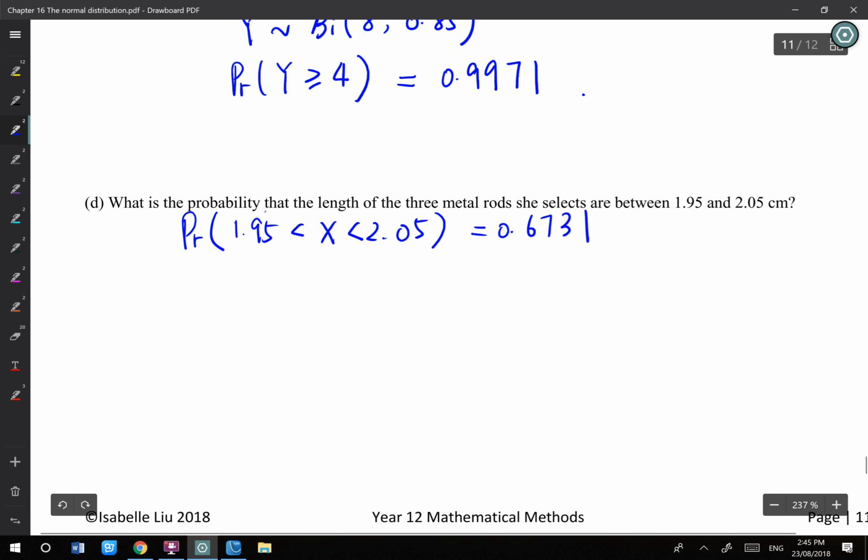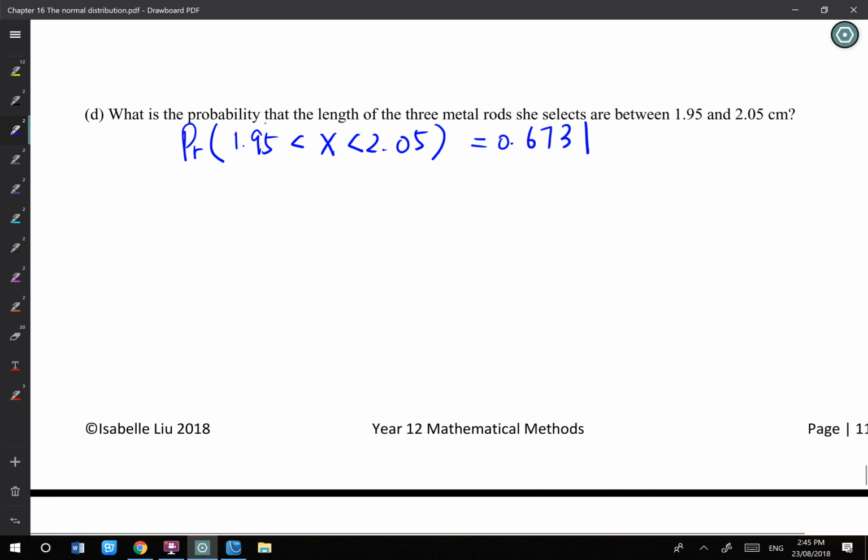Okay, I have a probability of this much to have 1 metal roll selected and it's in between this length. So you just use normal calculation, find out the successful probability first. And you need to change to a new random variable because it's 3 trials now, it's not 8 trials.